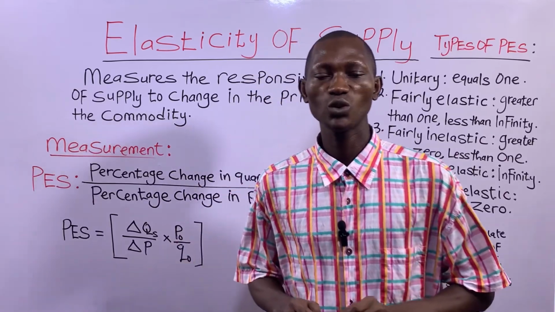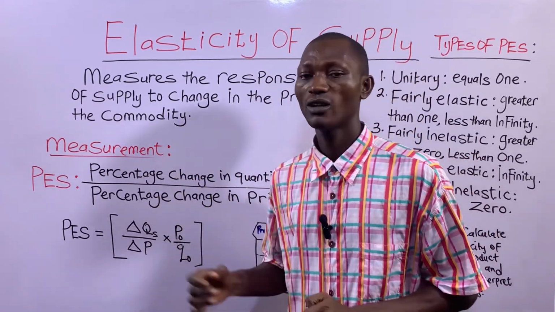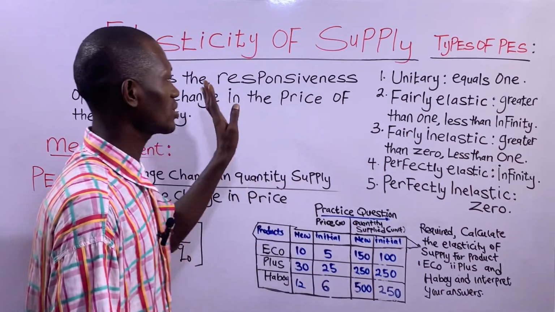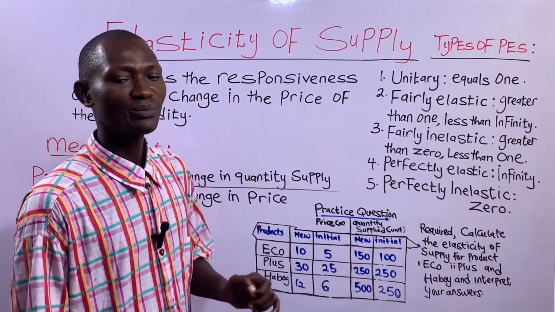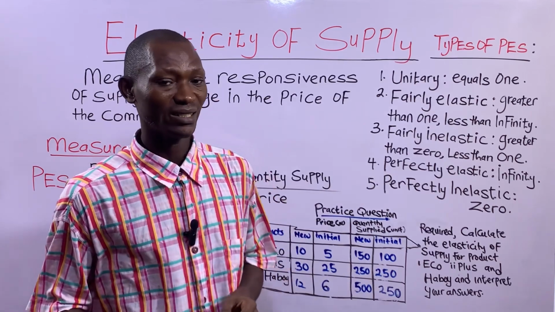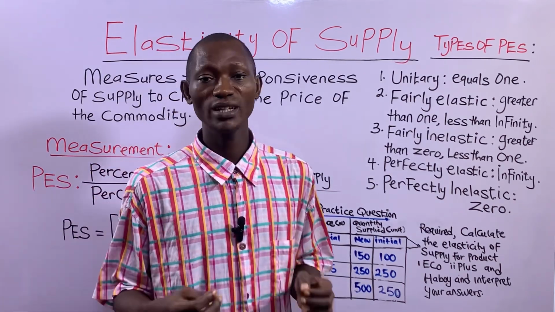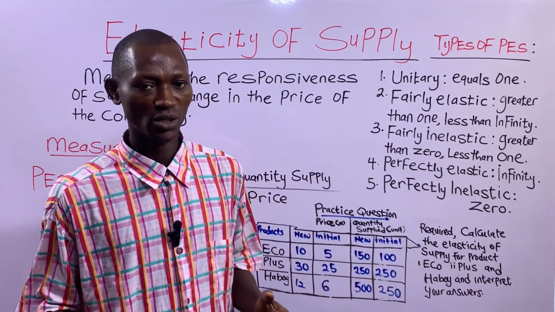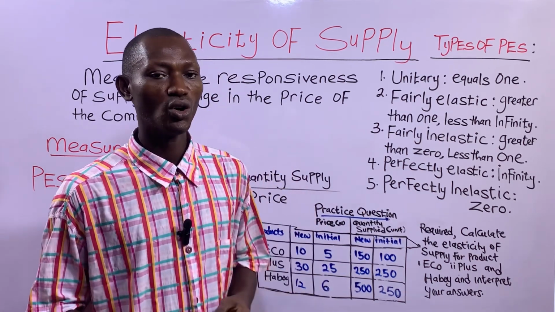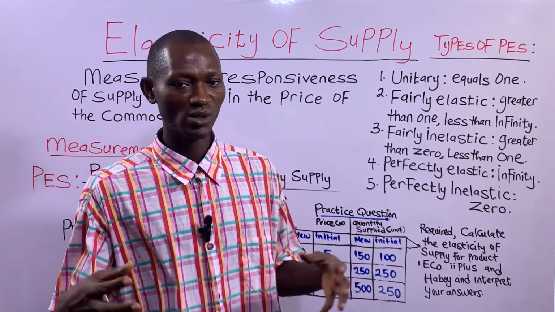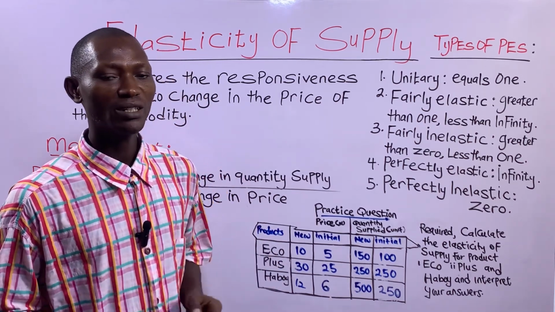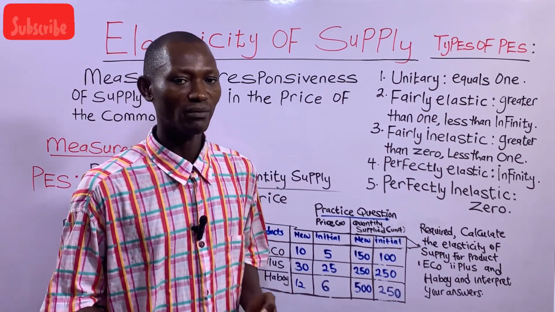On today's episode, we'll be looking at the concept of elasticity of supply. With respect to elasticity of supply, we mean that the quantity of a commodity supplied, which a producer is willing and able to offer for sale, can increase, that means expand, or decrease, that means contract, depending on any of the determinants that affect supply.